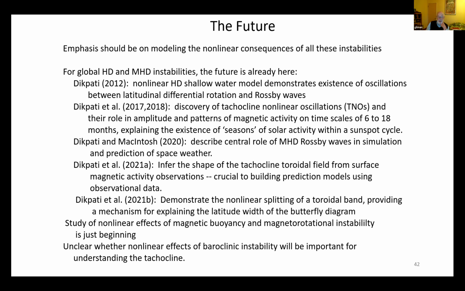And that may provide an explanation for the latitude width of a butterfly diagram, because as you know, the butterfly diagram has width because there are obviously spots coming up at later times at higher latitudes than earlier spots. Otherwise, it would be a line and they'd always be going towards the equator, but it's not. It's got a finite width.